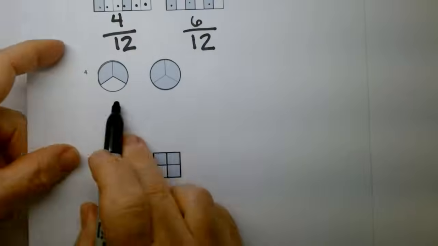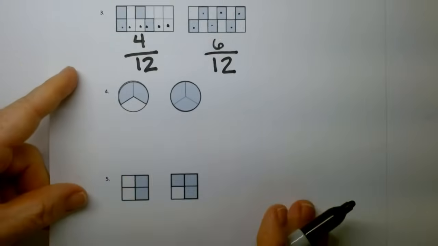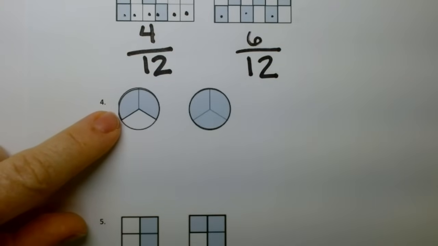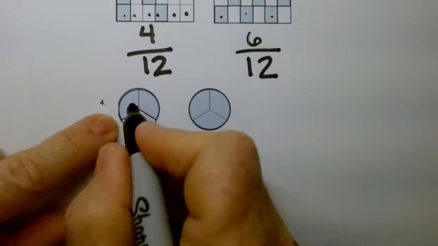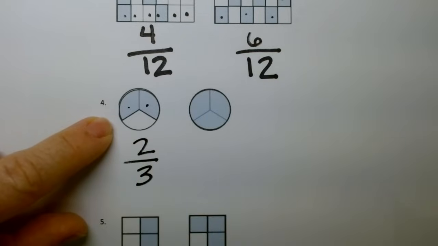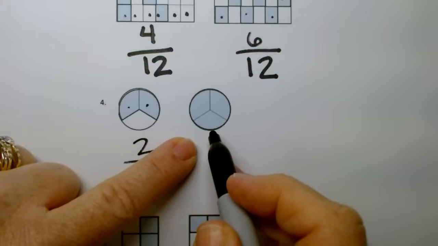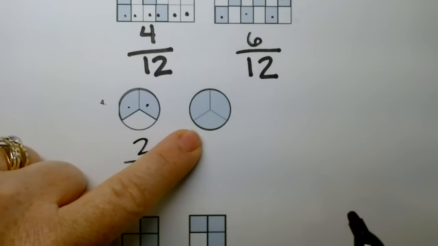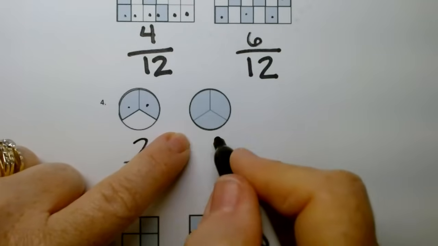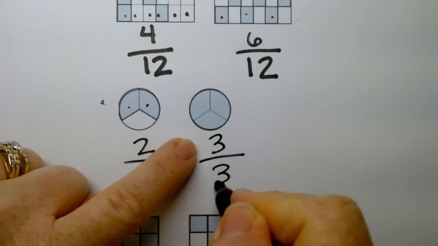So, do you see how I've got my thirds down here? So what do you think about that? How much is this one? This one has a 3 possible and 2 are shaded, so that goes on top. What about this one? This is, you were really hungry. This is, hey, I ate the whole thing. So 3 are shaded and 3 are possible.